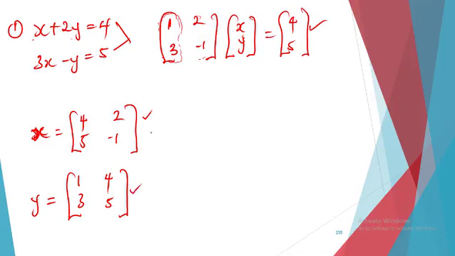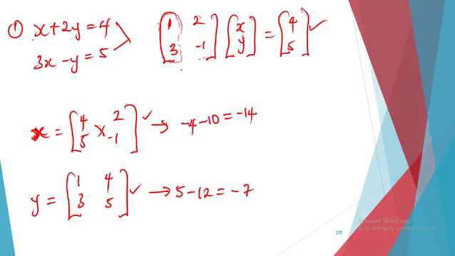Then after this, the next thing to do is to find the determinant of these new matrices. You know how to do that, right? So the determinant for x would be equal to 4 times minus 1, which will give us minus 4, then minus 5 times 2, which is 10, minus 10, and that will give us minus 14. For y, we'll have 1 times 5, which will give us 5, and then 4 times 3, which will give us 12. So we have minus 12. 5 minus 12 will give us minus 7. Is that correct?